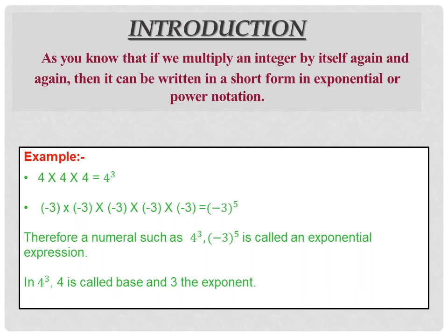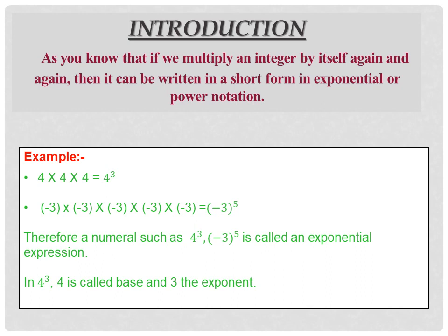Here we multiply 4 into 4 into 4. We multiply 4 three times, so it is equal to 4 raised to power 3. Same, second example: minus 3 multiplied by minus 3, multiplied by minus 3, multiplied by minus 3, multiplied by minus 3. It means we multiply minus 3 five times, so it will be written as minus 3 raised to power 5.